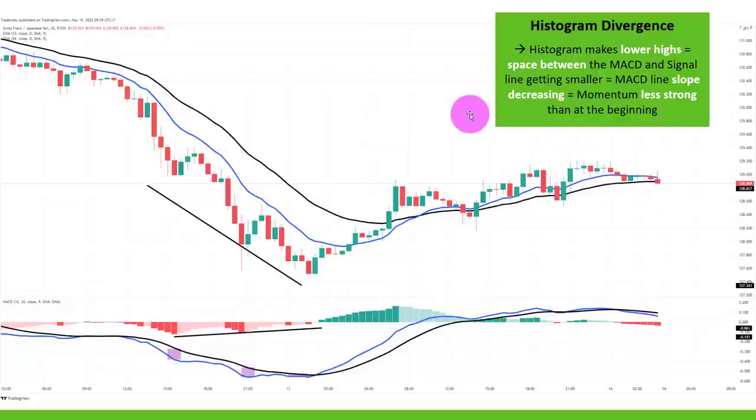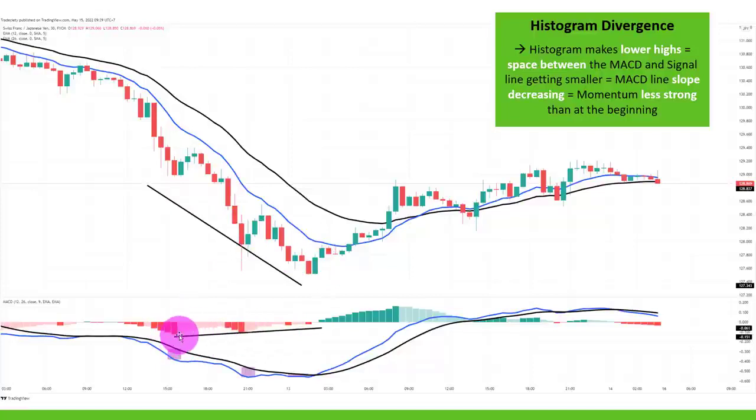One very interesting way to use the MACD histogram is to look for divergences. So here we have a clear divergence. As the trend is going down, the price action is making lower highs, right? We have a low here, and a low here. But the MACD line is showing us opposite signals.